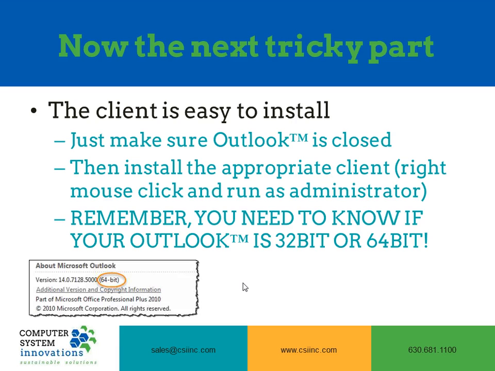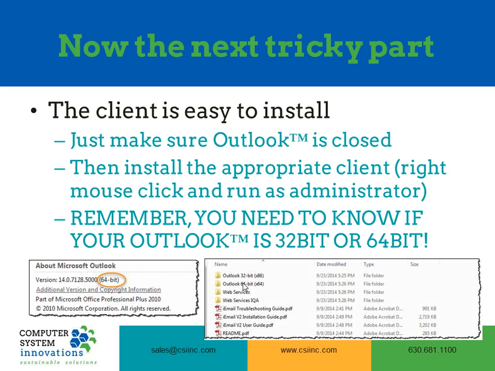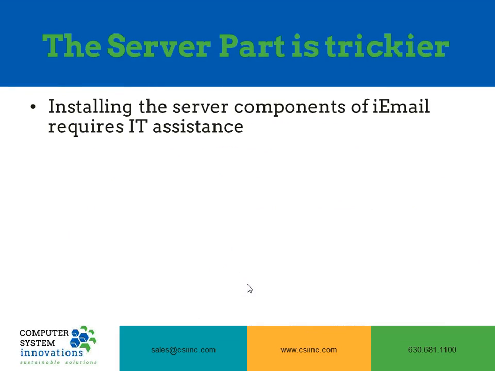You have to know if your Outlook is 32-bit or 64-bit. If you go to Help About, it'll tell you 64-bit. When you do that, you say, all right, that means I'm going to install my Outlook 64-bit add-in. That's the hardest part, and everyone messes it up. It's really not that hard, but that's the most important thing to know when you're installing the Outlook client.